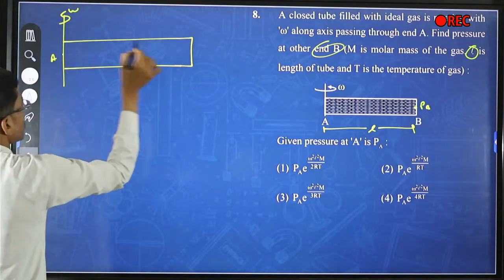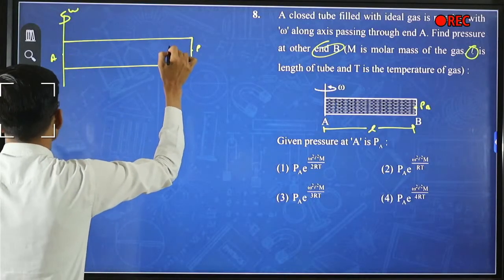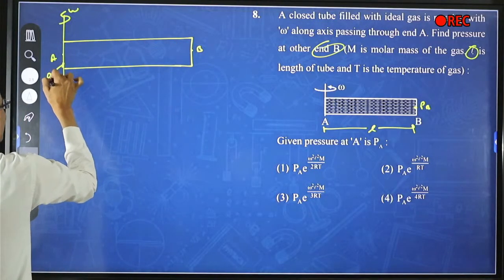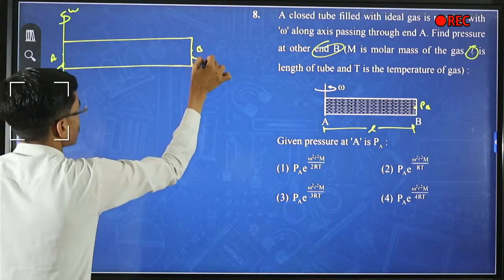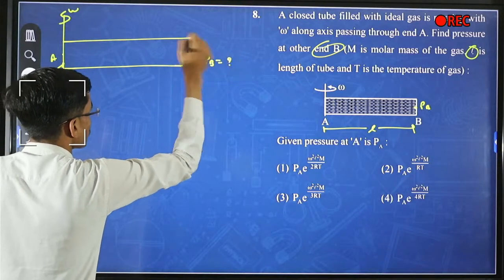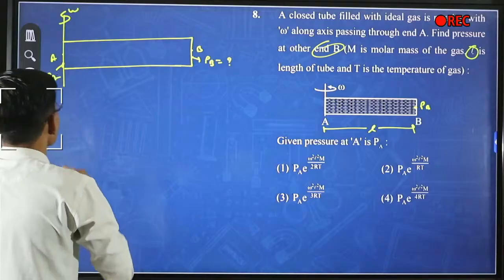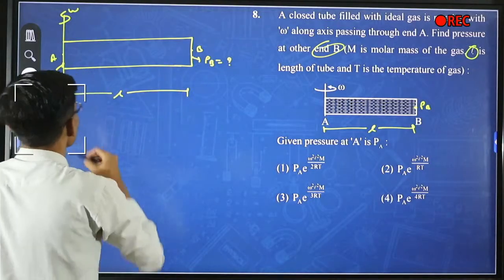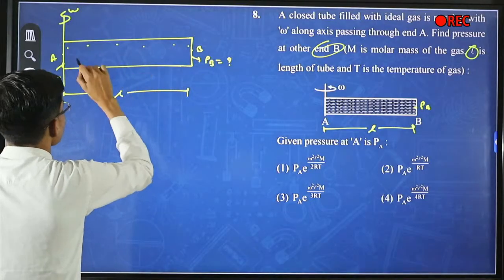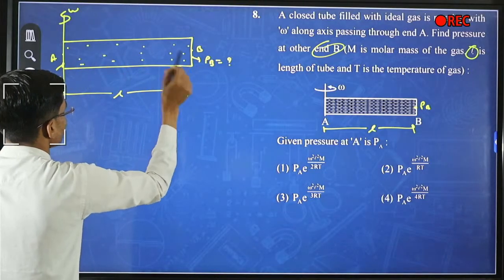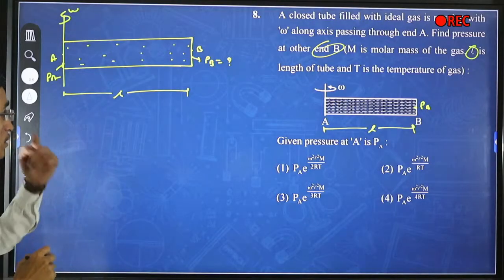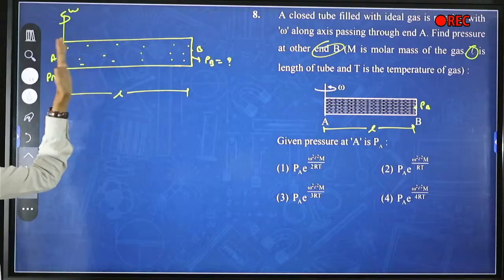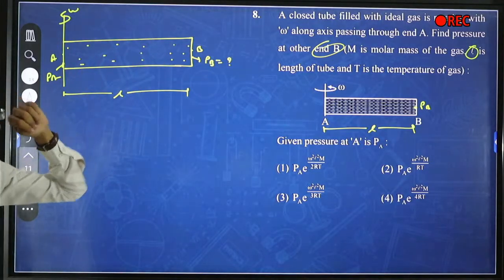This is point A and this is point B. Let us say that pressure at this point is P and pressure at that point is PB, and we have to calculate for PB. So for this, length of this tube is L. Here the gas is filled up. You can feel that when B comes away from the axis, the pressure will be increasing.